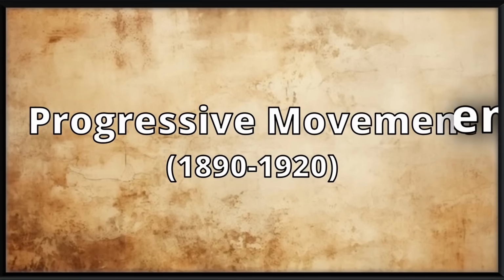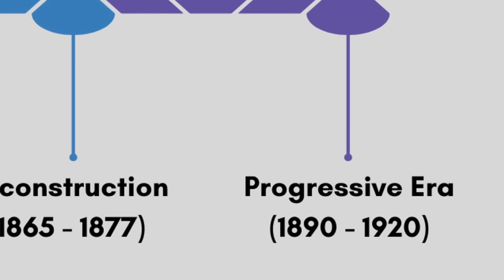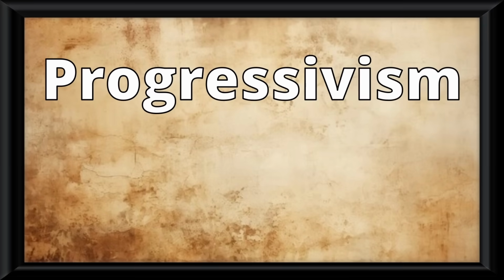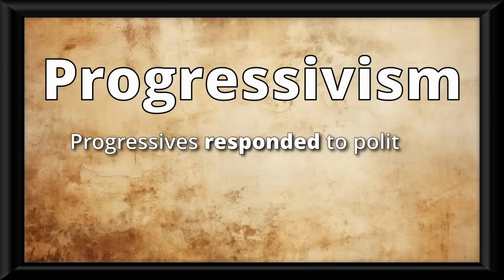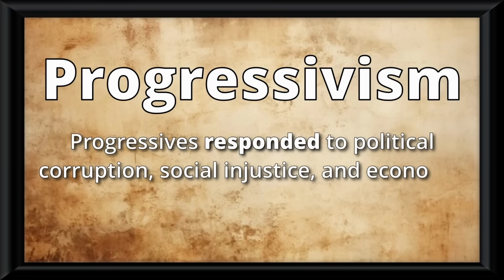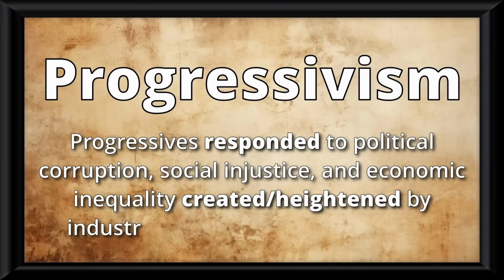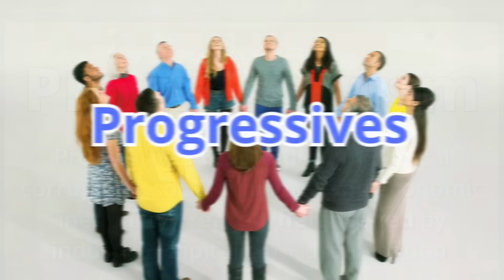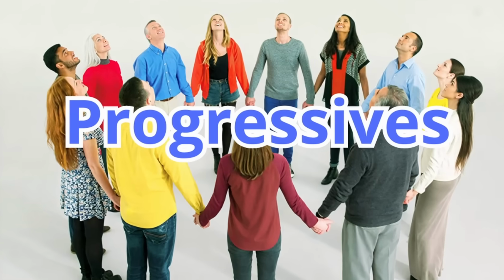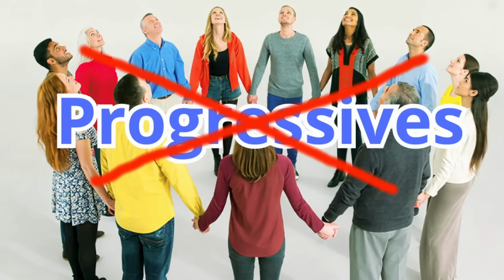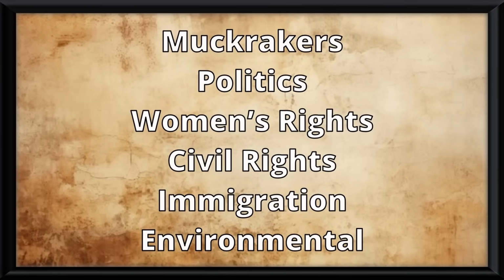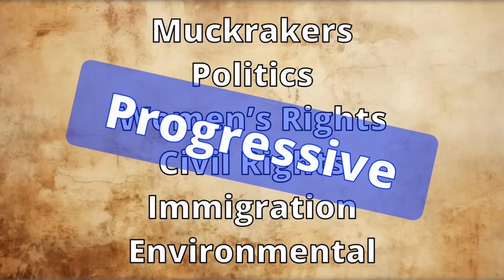Welcome to the Progressive Era. Yes, it's truly time to talk about the era following the Gilded Age. Let's quickly define the progressive movement in one sentence. Progressives responded to political corruption, social injustice, and economic inequality created and heightened by industrial capitalism and urbanization. And I don't want you to sit there and think this progressive movement was one big unified group, because it really wasn't. Rather, it was a bunch of little movements that had a lot of things in common, which is why we roped them together into one big progressive movement.